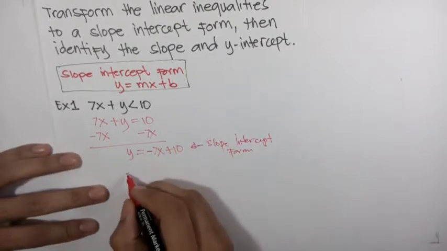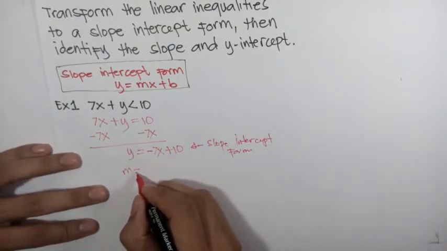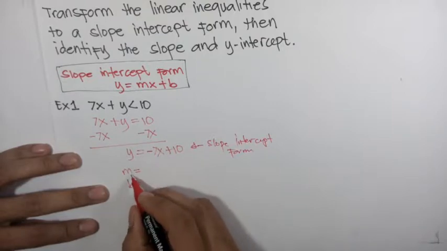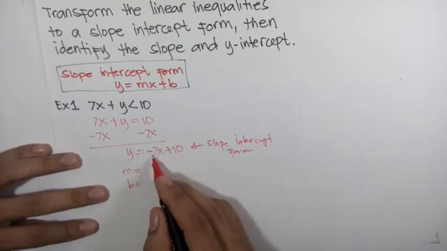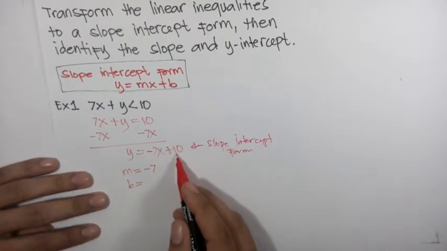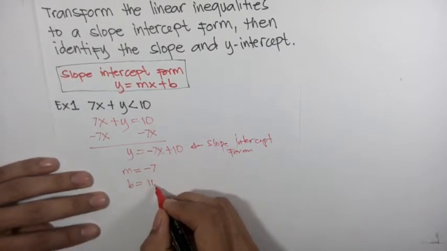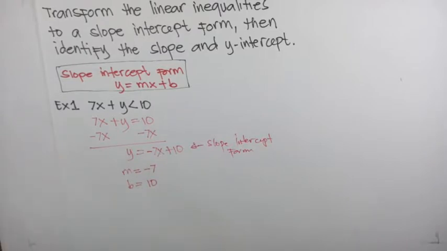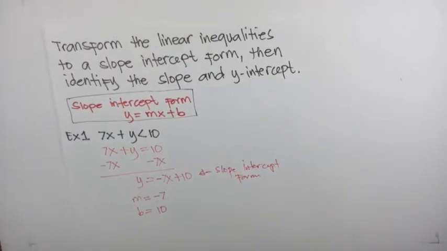Okay, now the next thing that we are going to do, we will identify the slope and the y-intercept. The slope is the number beside x, so the number beside x is negative 7, and the number alone, which is 10, is our y-intercept. So the y-intercept is 10. Okay, we are done with the first example. Let's go now to the second example.